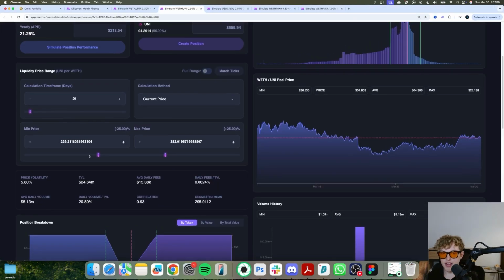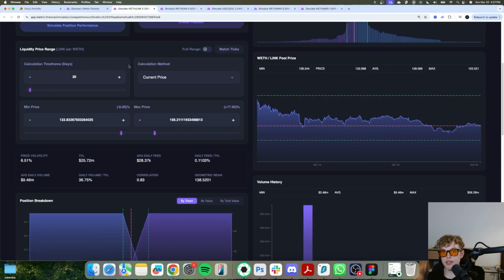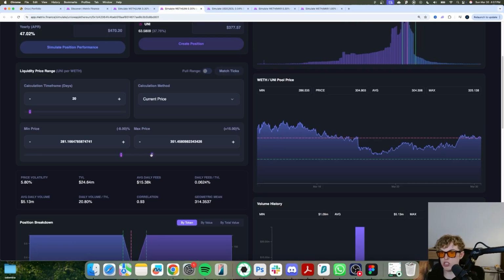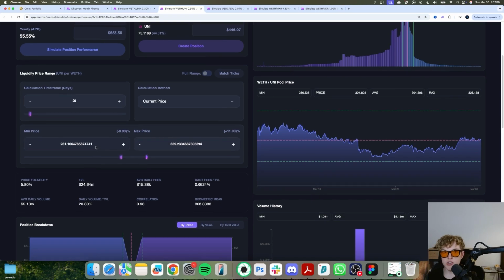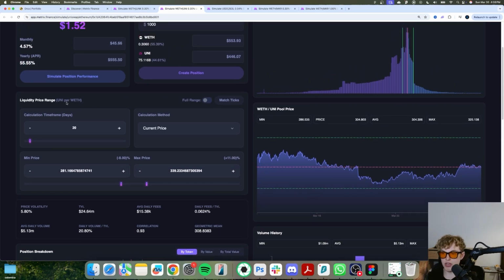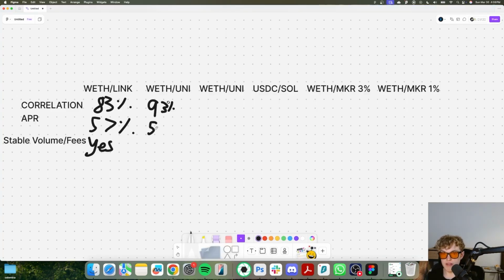And then let's find a range that is somewhat broad. On the last pool we were looking at negative 8% min price and plus 17% max price. So we can do a similar calculation here, but I can even go tighter on the max price, it looks like. So we're looking at about 55% APR. So I'll go ahead and write that here, 55%. Then let's look at the volume and fee history and see how stable it is.